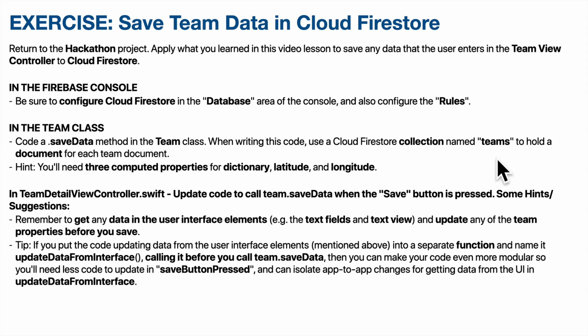And just as a reminder, reflecting on what we did with Snacktacular, we definitely need to create a computed property for dictionary, and since in a future video we're going to work with latitude and longitude, we'll add those computed properties too. Then in the TeamDetailViewController, we want to make sure that we add code inside of our save button pressed action. That's specifically got to go through and grab everything out of the user interface elements and put them in our team object so that everything is updated in team before we save that to Cloud Firestore.